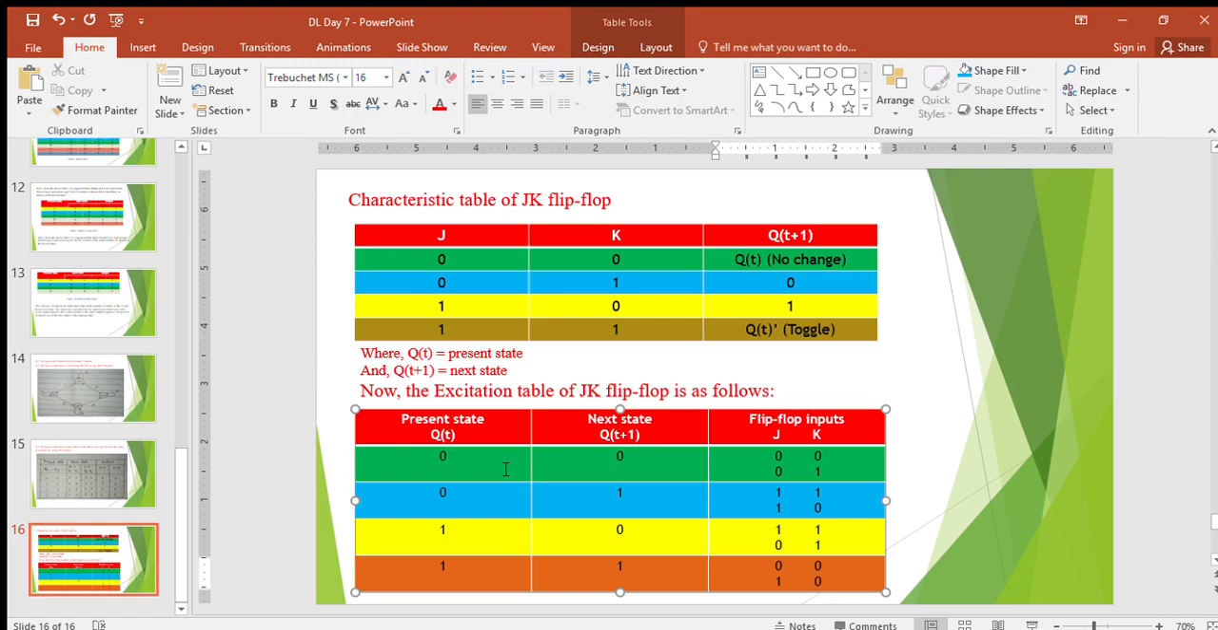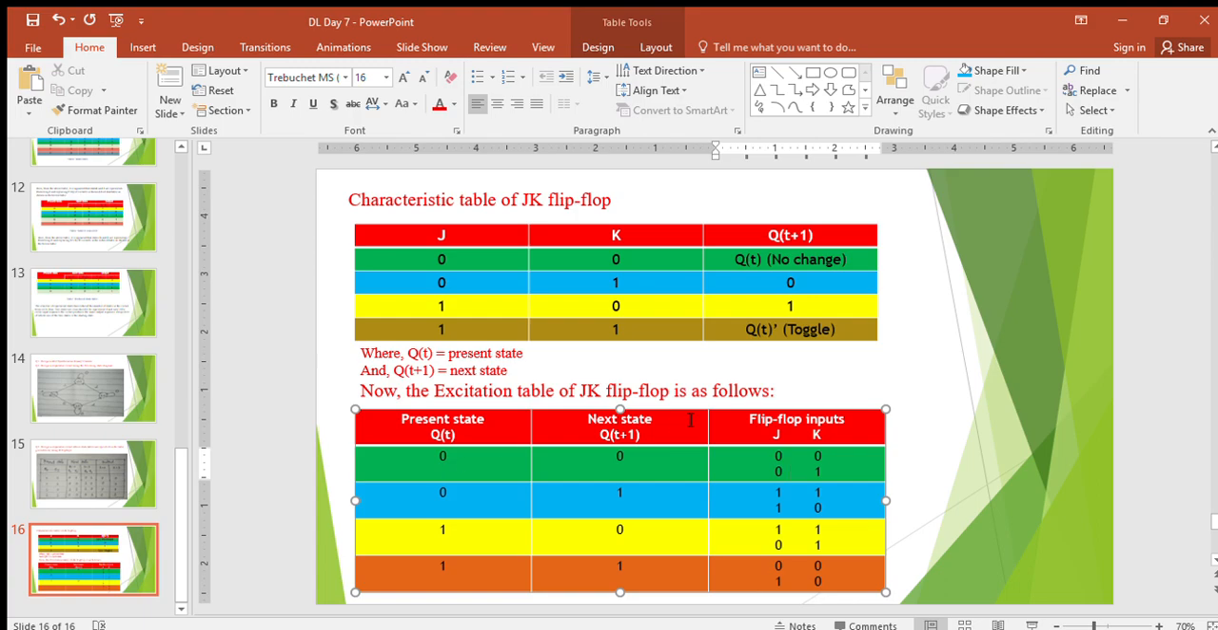Look at here, in the 0 0 case, in the same single state, the J and K flip-flop inputs are possessing two values, which is incompatible with this mechanism. So to make it compatible, more familiar, more reduced, a modified excitation table of the JK flip-flop, we are going to modify this in this way.